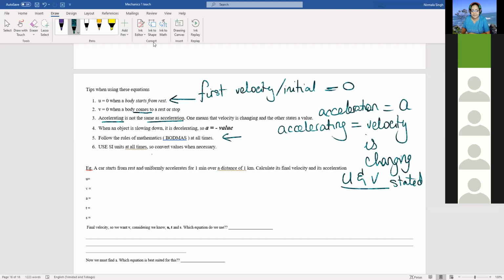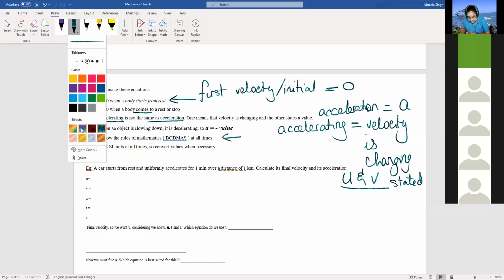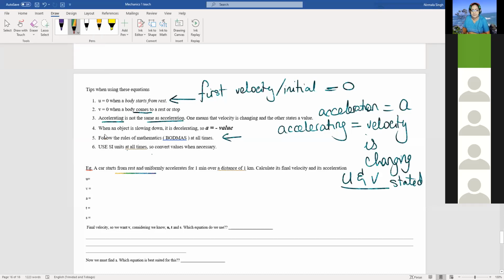So let's learn to go through what this question is actually trying to tell us. All right, so let's look at different parts of the question to start with. A car starts from rest. I know starts from rest means, if you go back to your notes, that the initial velocity is 0. Anytime you do these questions, write down UVATS.